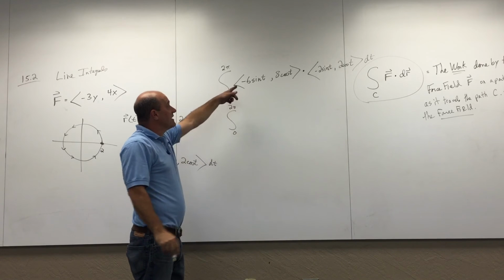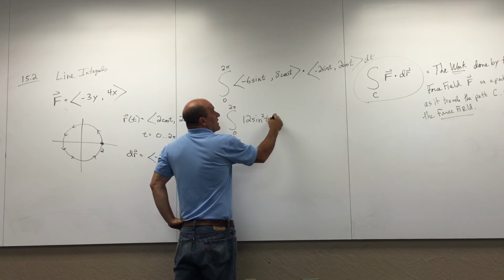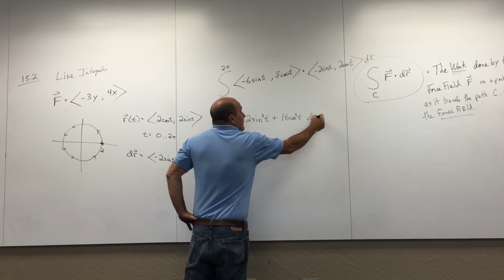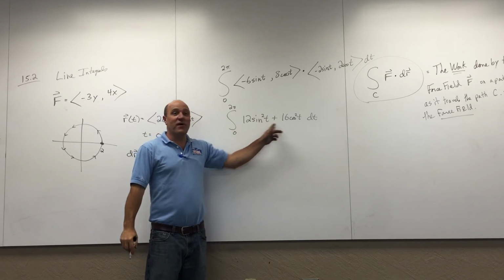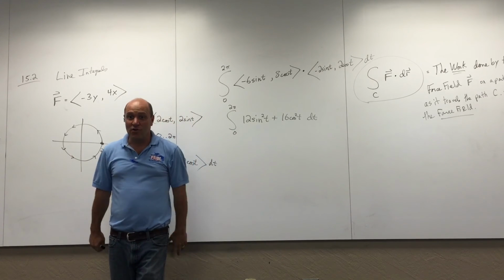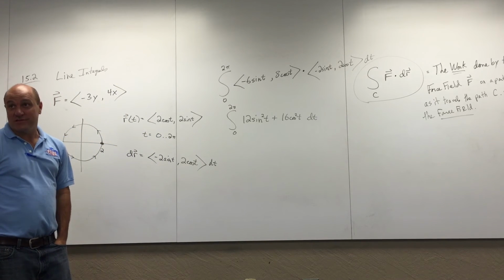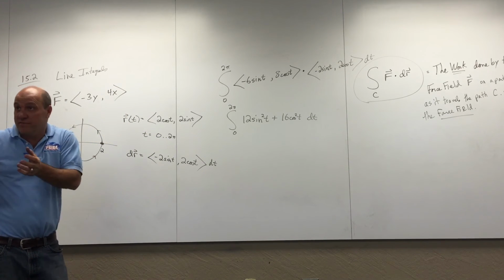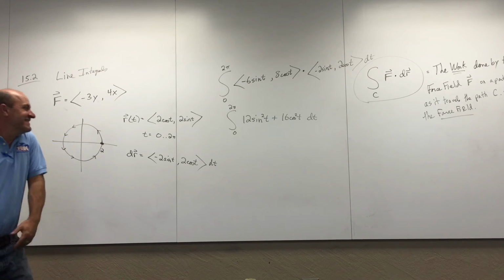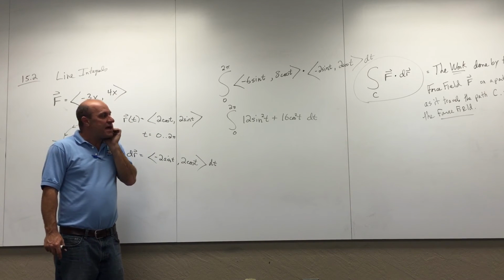If I do the dot product, I get 12 sine squared t plus 16 cos squared t dt. If I would have had both of them be 12s or both of them be 16s, I could have used the good old identity. Sine squared plus cosine squared would have been a 1 times 12. I could have factored out the 12. Anyway, I didn't do that. So since I didn't do that, you can.